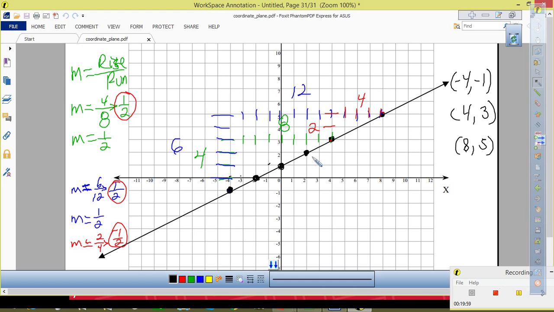Well, it depends on the direction of the line, yes, and the inclination. Okay? So now, notice this line, it's a positive slope. Does everybody see that? All right.